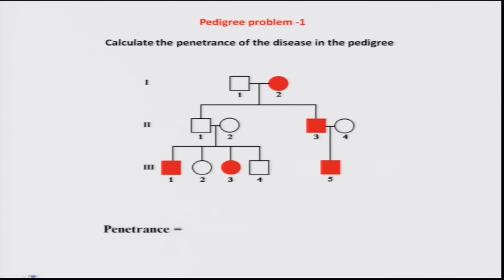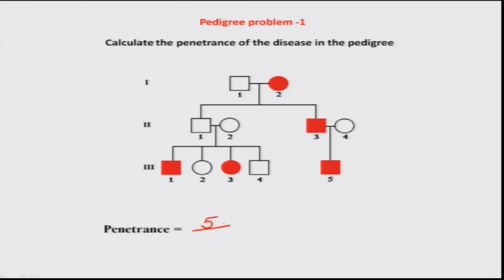Now let's see which individuals have the disease. That's an easy thing. We can just count the number of individuals whose boxes are filled, in this case the red ones. So there are 5 individuals who have the phenotype for the disease.